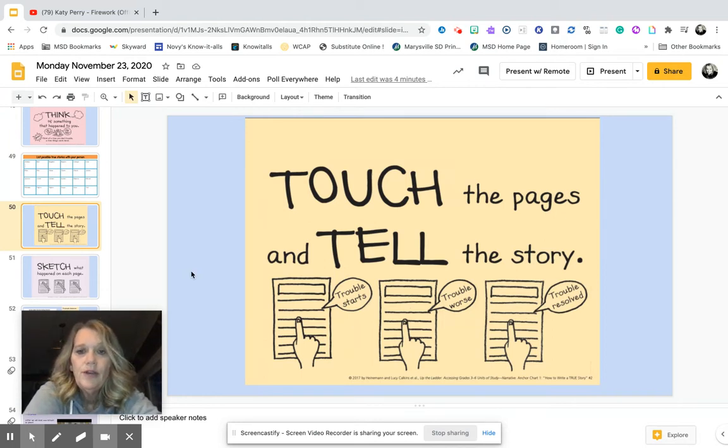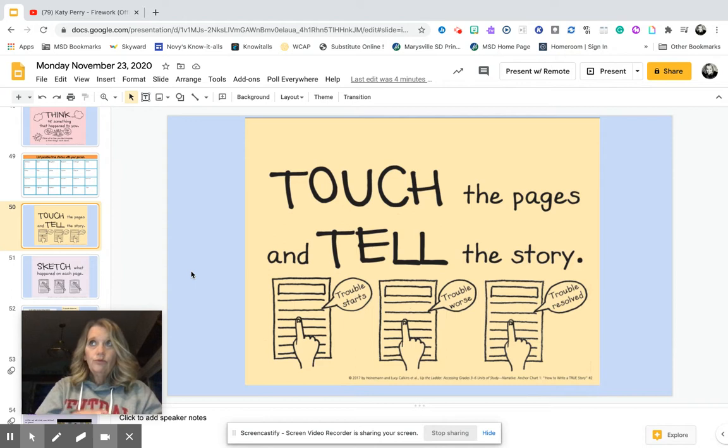Okay, then once you have that idea, you're going to touch and tell the story. So literally you can just have a blank notebook or even a pretend notebook. It doesn't even have to be a real physical thing, but a notebook is helpful. And if you just touch what happened at the beginning when the trouble starts and talk that out, just like you're talking to a friend. Turn the page and then the trouble gets worse.